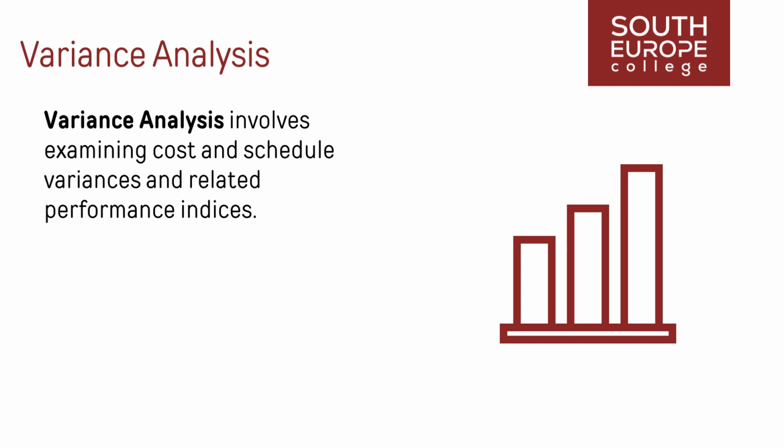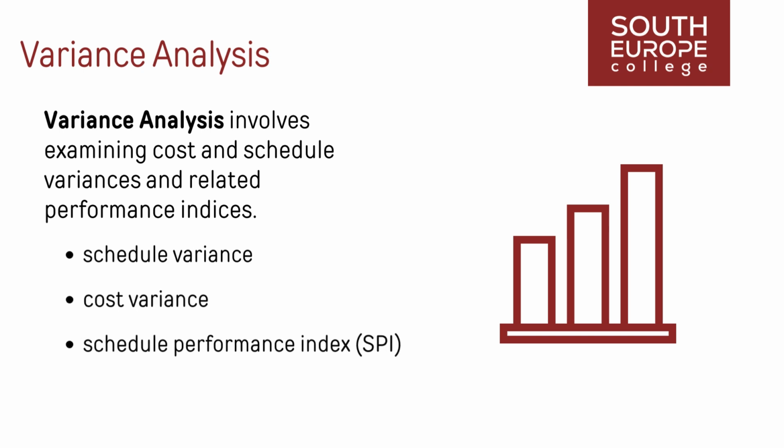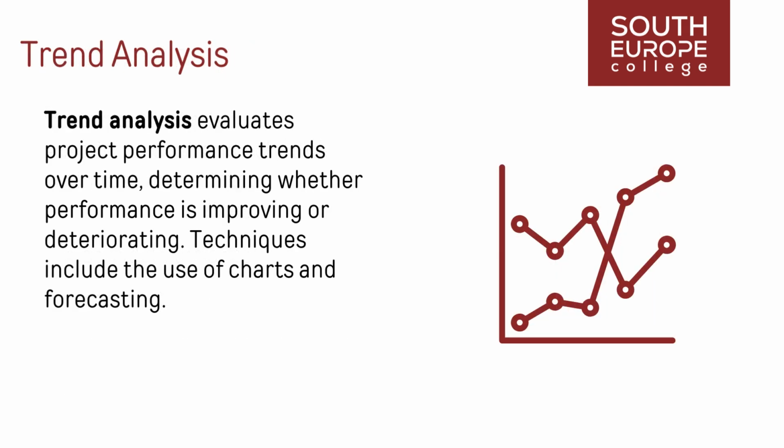Commonly analyzed measurements include schedule variance, cost variance, schedule performance index, SPI, and cost performance index, CPI. Trend analysis evaluates project performance trends over time, determining whether performance is improving or deteriorating. Techniques include the use of charts and forecasting.